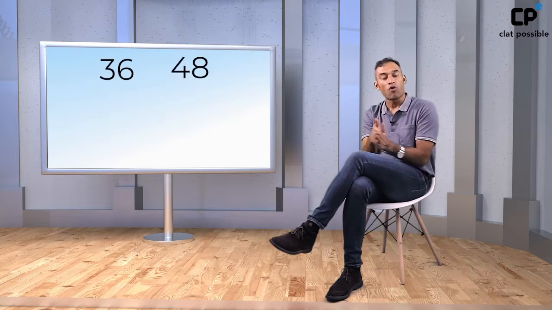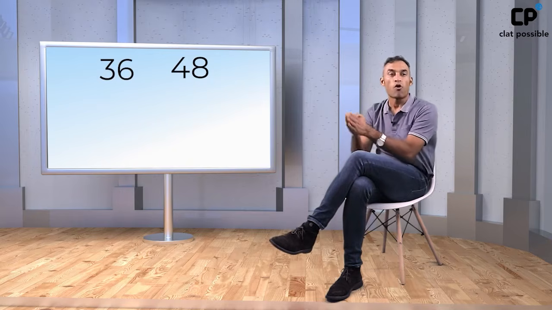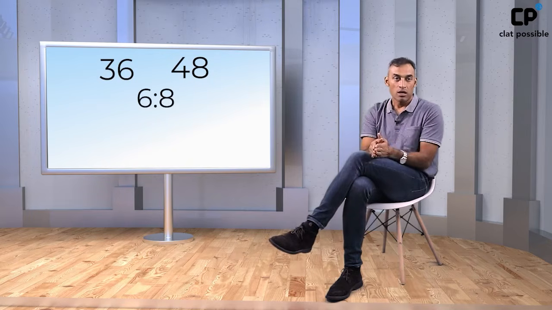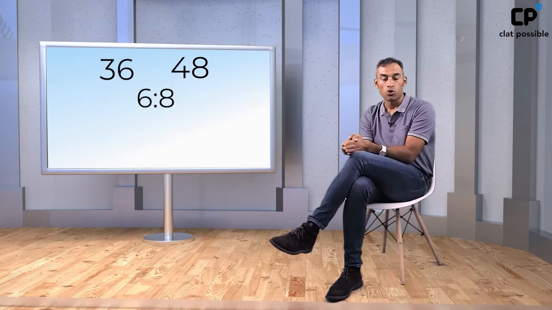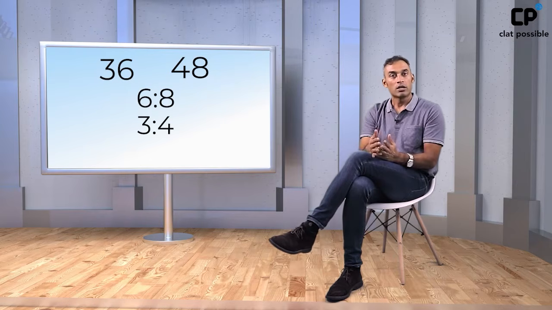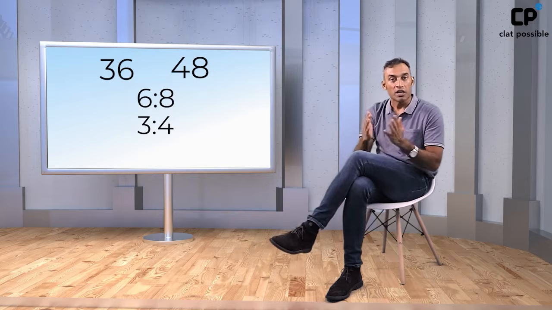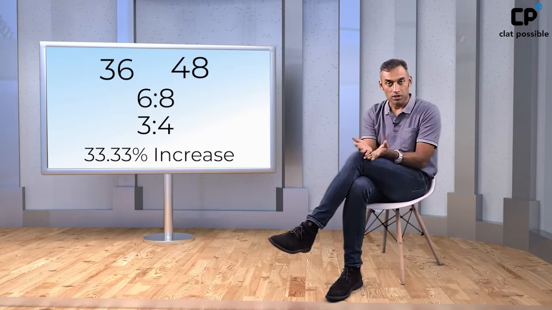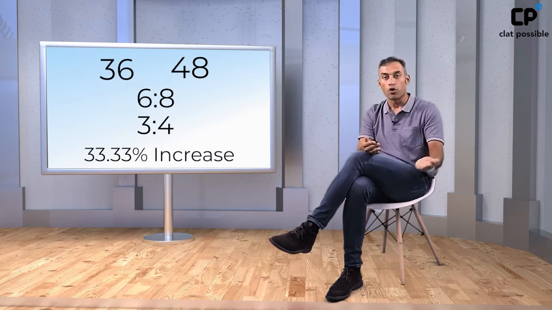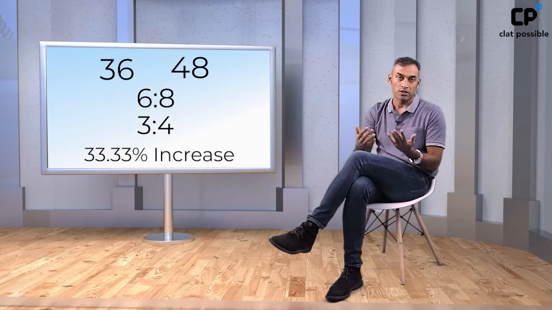Similarly, if something was 36 and has become 48, convert that into a ratio. 36:48 is nothing but a 6:8 ratio or a 3:4 ratio. So it is as good as saying that a 3 has become 4, or it's a 1/3 or a 33.33% increase. So this is one type of question in which you can use some calculation tricks.